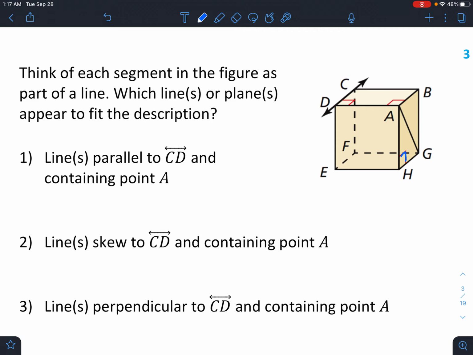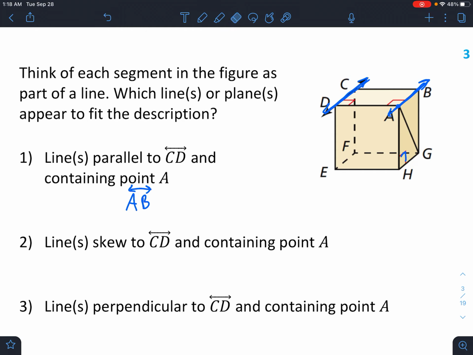We're looking for lines parallel to CD, which is right here, and containing point A. So point A is right here. It looks like the only line that would be parallel would be this right here. We could just say line AB like that.